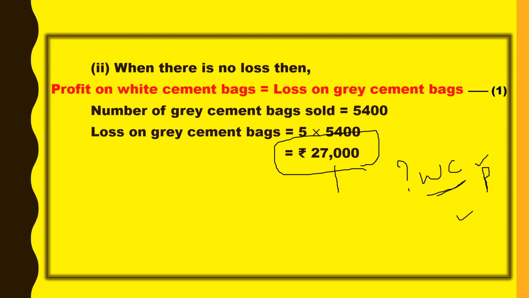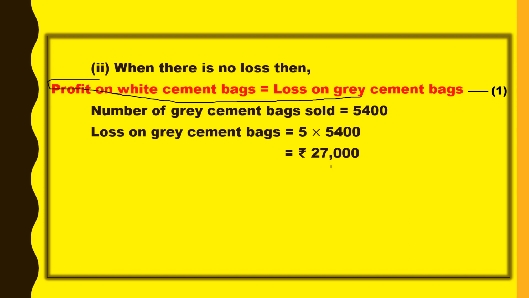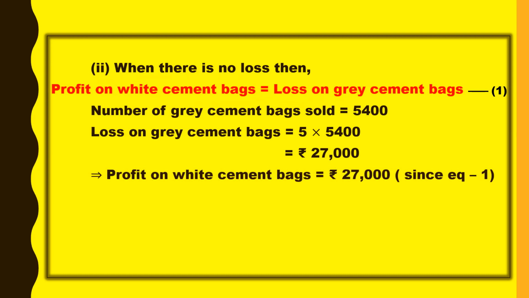So here, when we are talking about these white cement bags, we should take the profit on each bag also. Here we were told that the loss on grey cement bags is 27,000. So it is nothing but equal to the profit on white cement bags. So we can write profit on white cement bags equals 27,000, because the condition is there is no loss. He told that there is no loss, means loss will be equal to profit. So I can take this loss on grey cement bags as my profit on white cement bags.